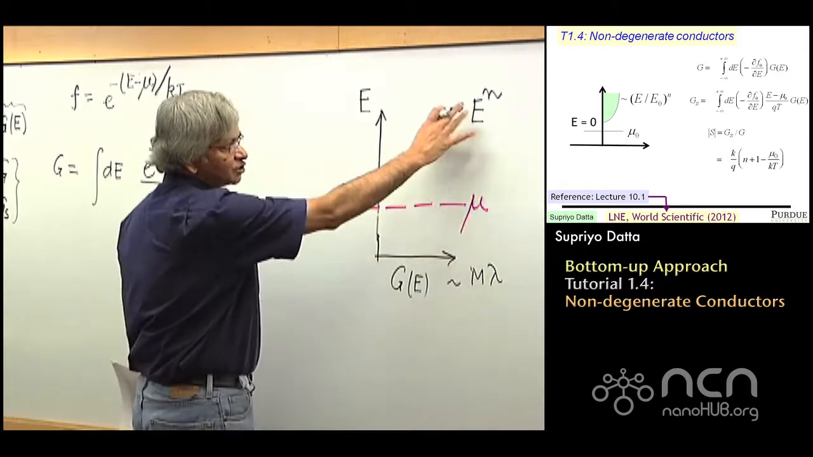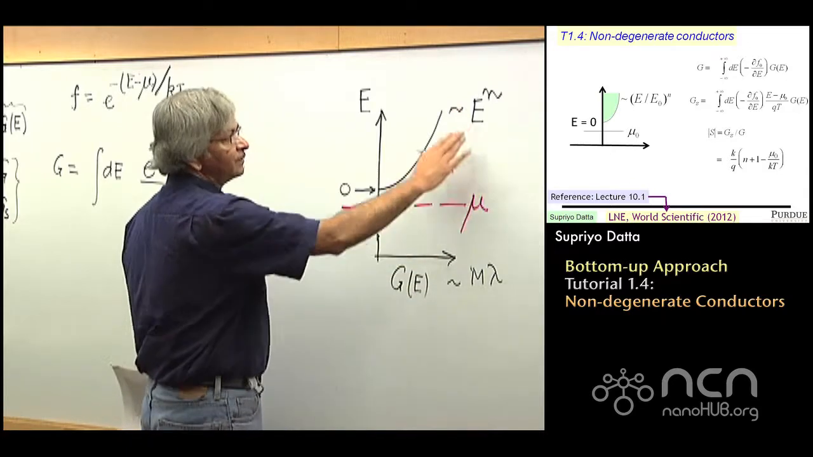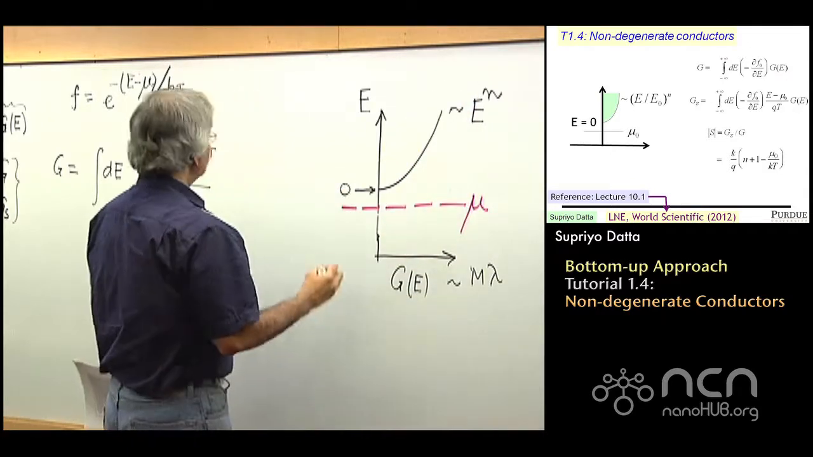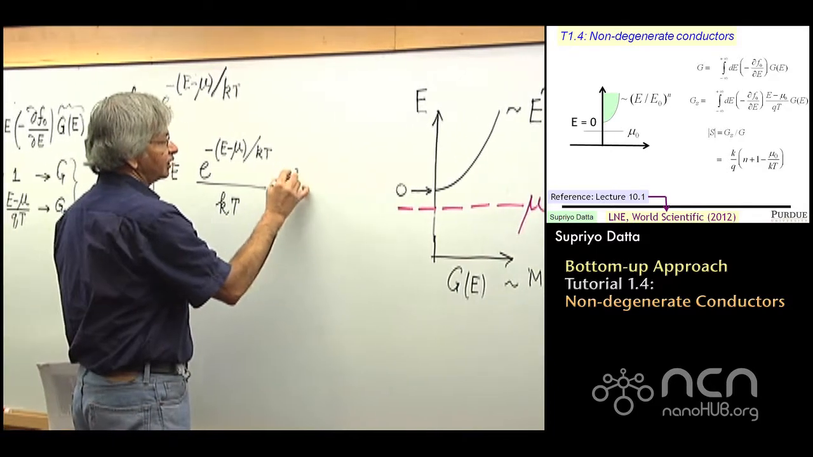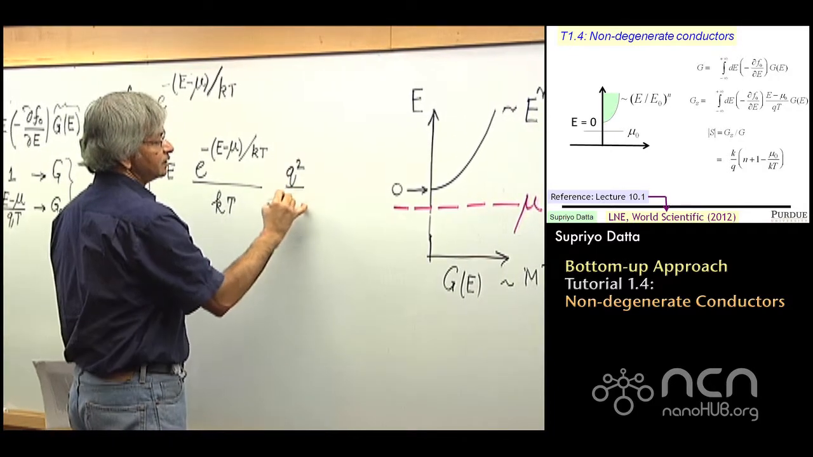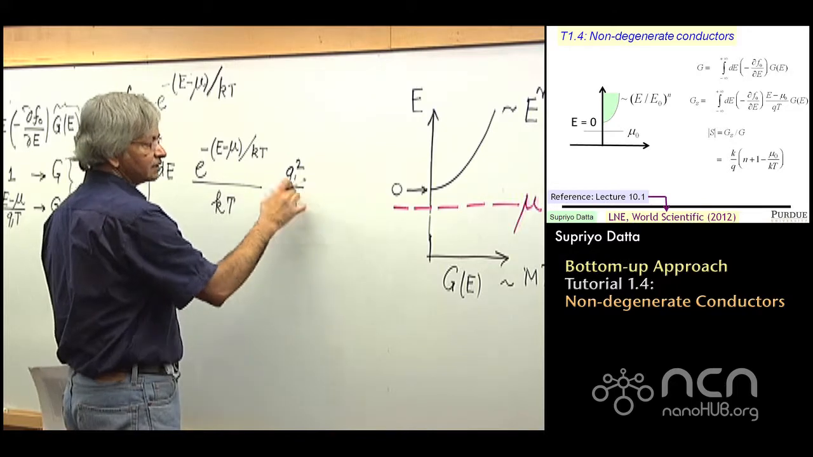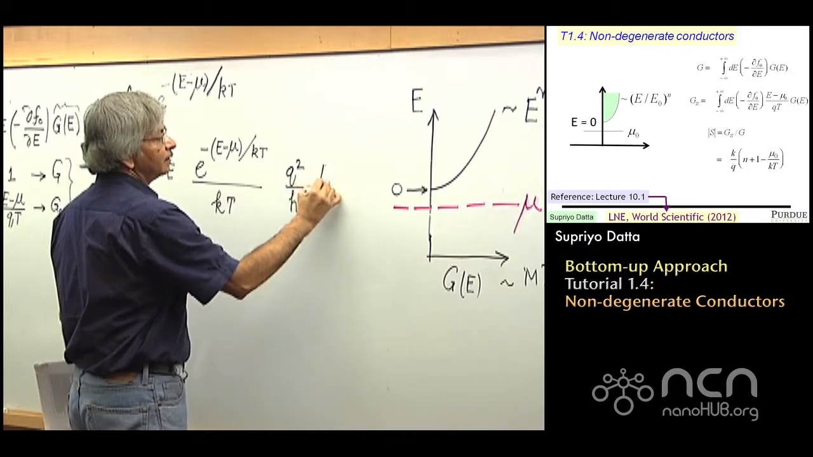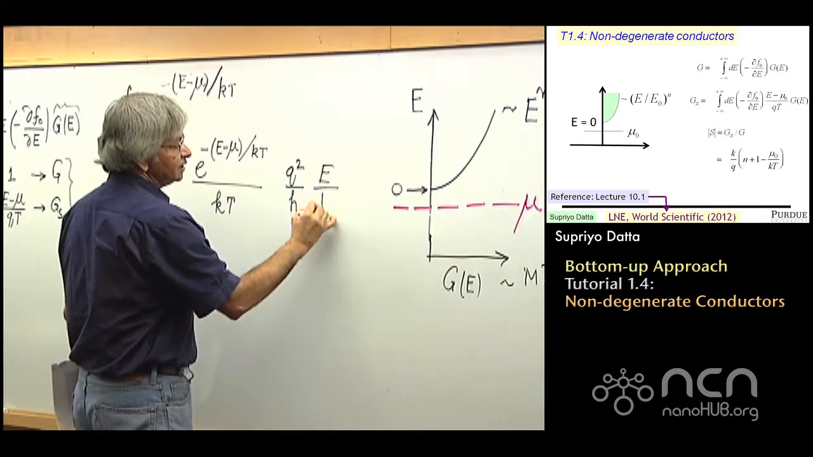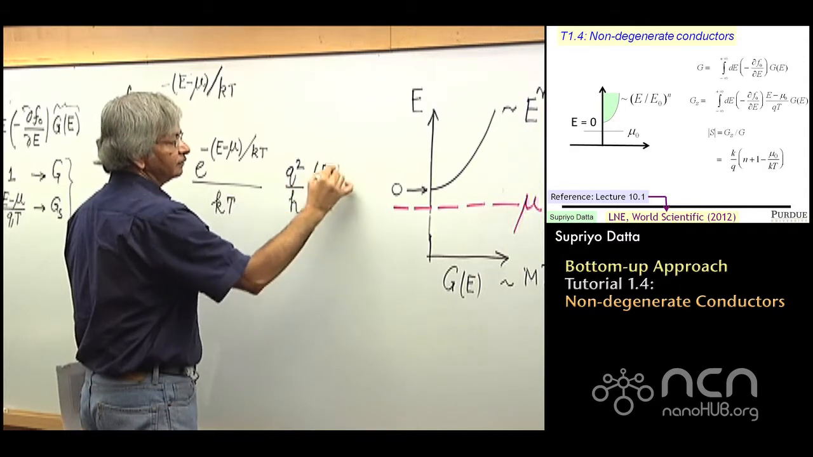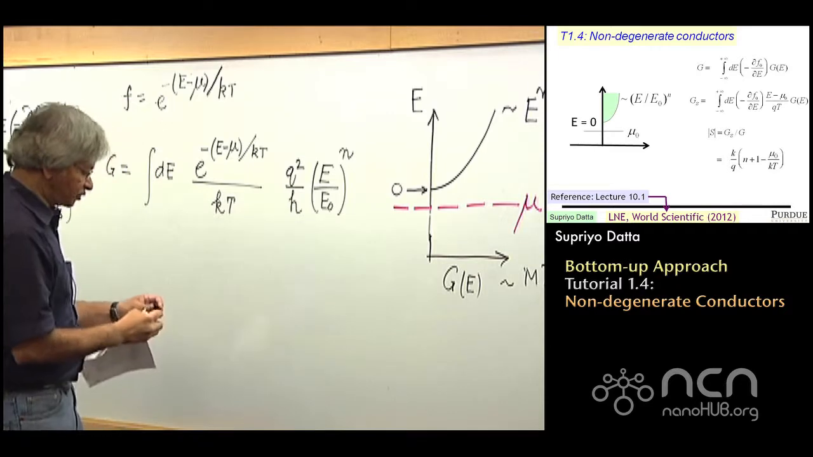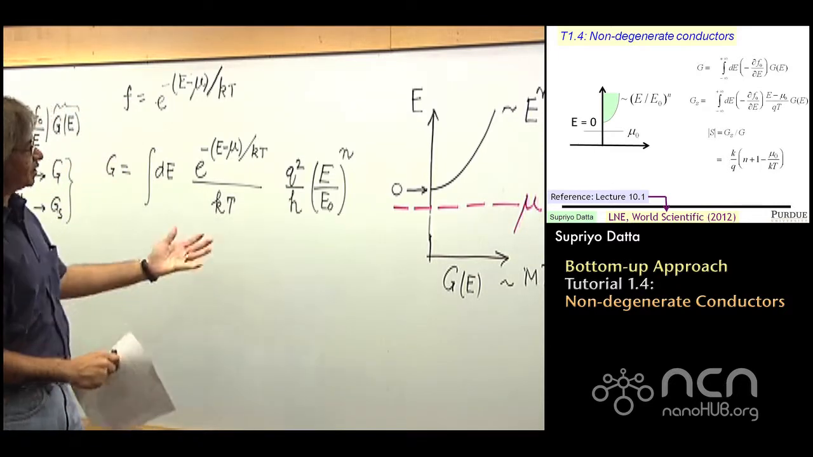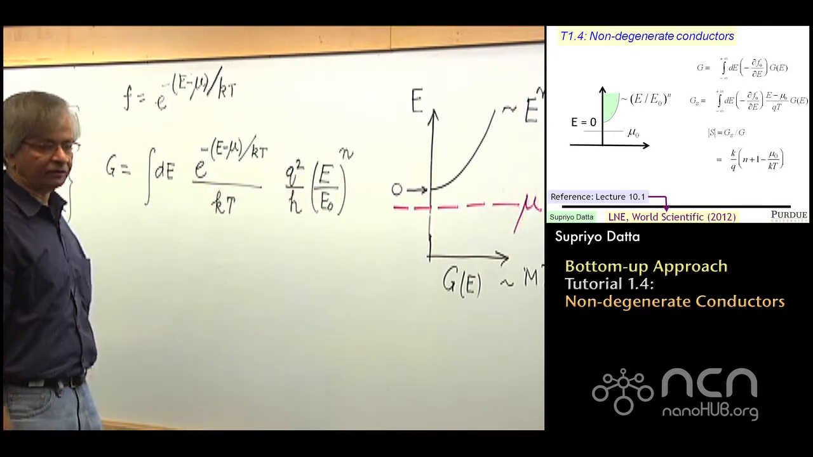And we are saying, well, let's just do a general case where this whole thing is E to the power n. So we'll write G of E as the quantum of conductance. That's, yes, dimensionally that's like conductance. And then E over some E0 to the power n. So this is like a dimensionless thing to the power n. So this is what I asked you to use. And that way you have a general answer that applies no matter what n you use.